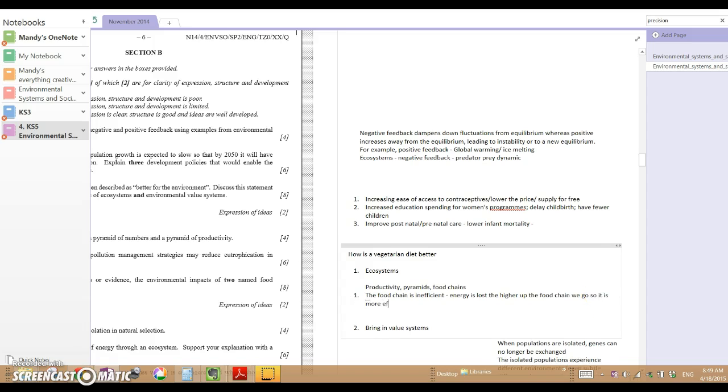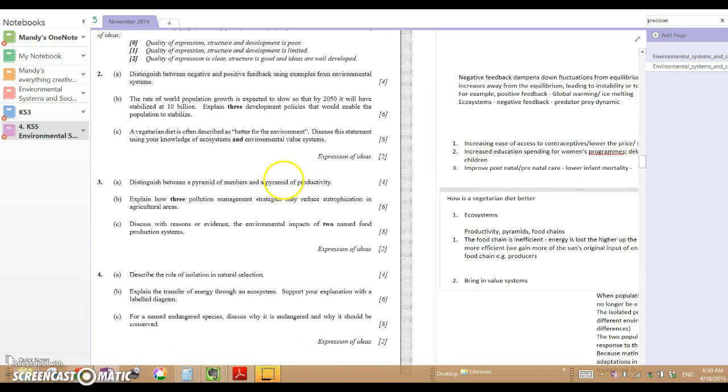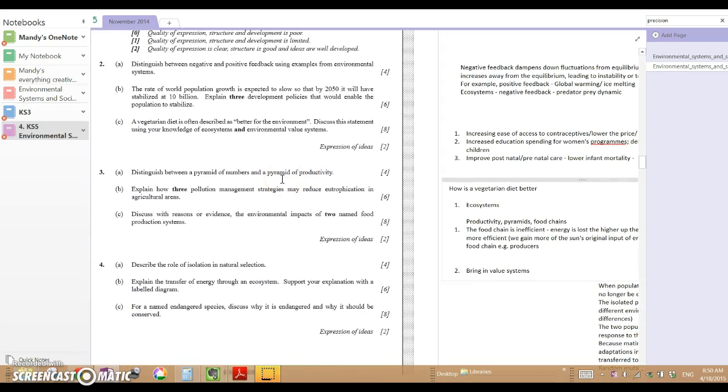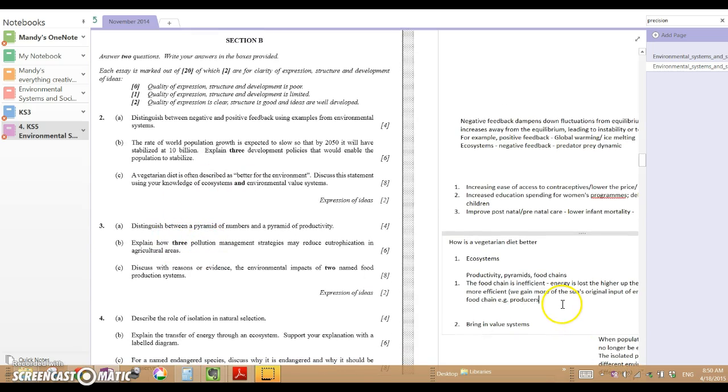So it is more efficient. We gain more of the sun's original input of energy if we eat lower in the food chain, e.g. producers. Okay, so that would make us a vegetarian if we only ate producers. Okay, how else could it be better for the environment if we bring in value systems now?